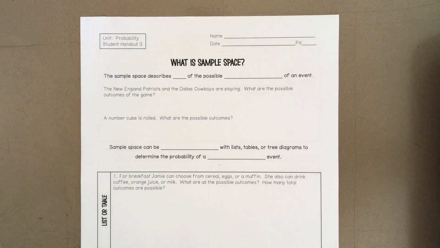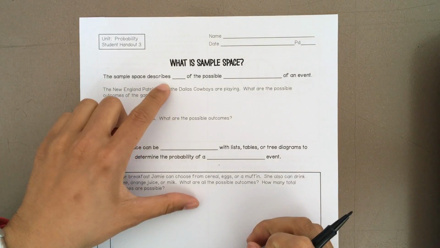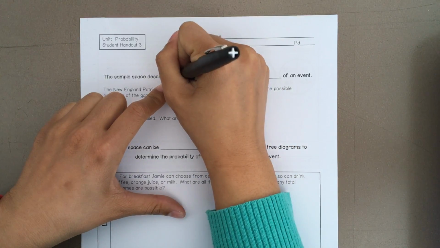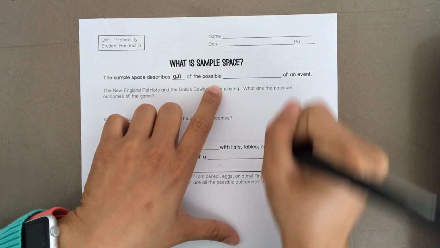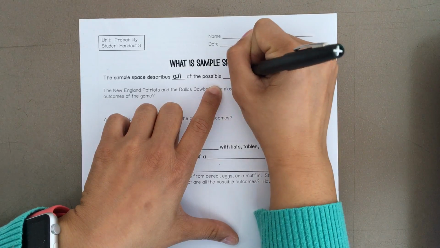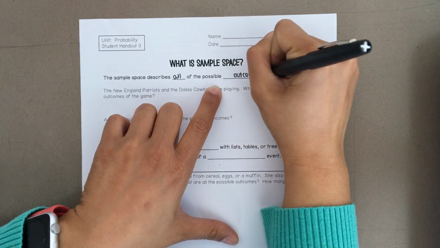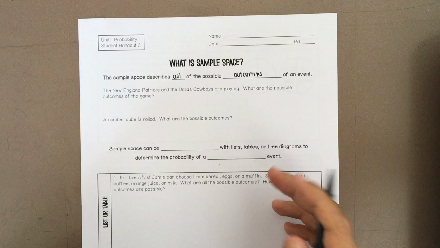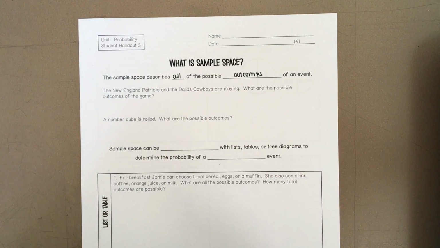All right, so what we're going to be doing today is talking about a sample space. Now, what a sample space is, is that it describes all of the possible outcomes of an event. So with a sample space, we're taking a look at what options we can have based on an event.